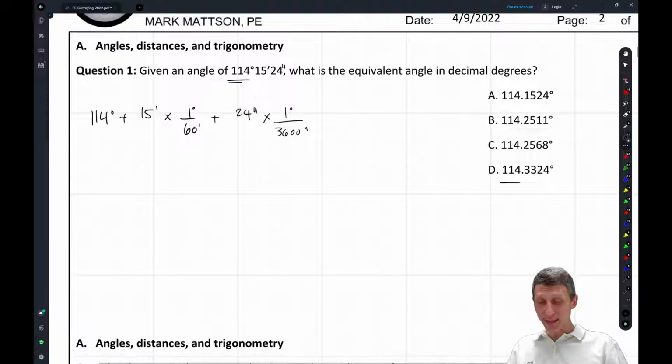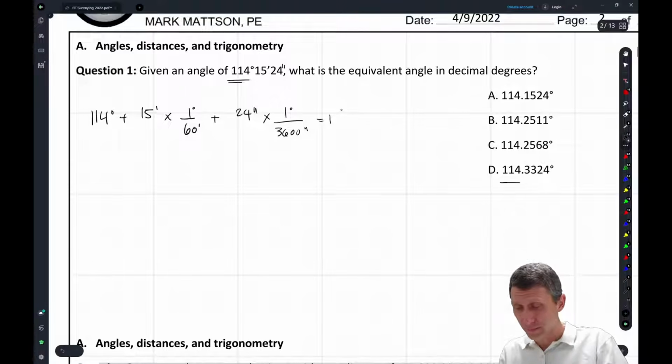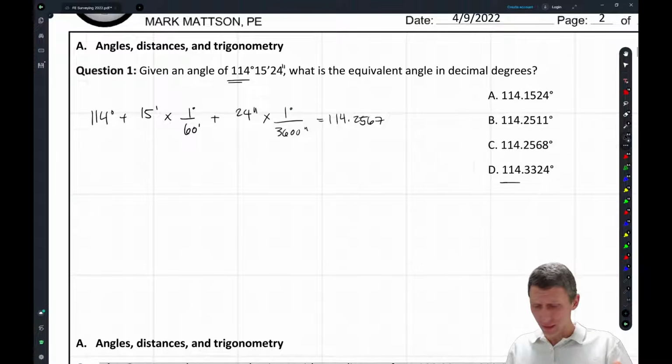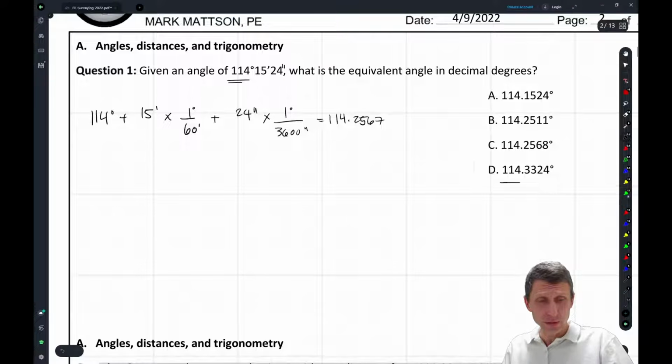You put all that in, and you should get an answer that matches one of the ones on the side. So 114 plus 15 over 60 plus 24 over 3600 is going to be 114.2567. Did I round wrong? I must have rounded wrong. It's probably 67. I think I must have rounded wrong in the first one or something.